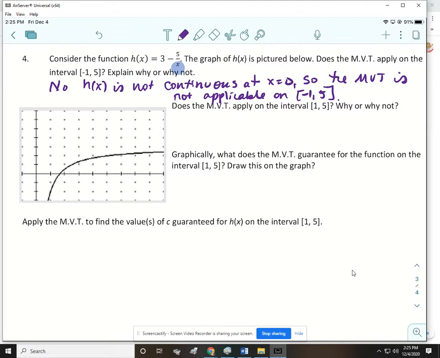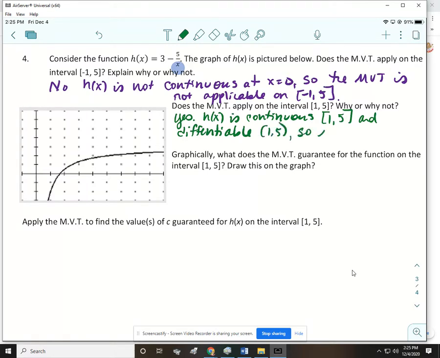All right, and then the second question asks, does the mean value theorem apply on the interval from 1 to 5? And it does, because the function is differentiable and continuous. So we would say yes here. h of x is continuous on 1 to 5 and differentiable on the open interval from 1 to 5. So the mean value theorem is applicable.